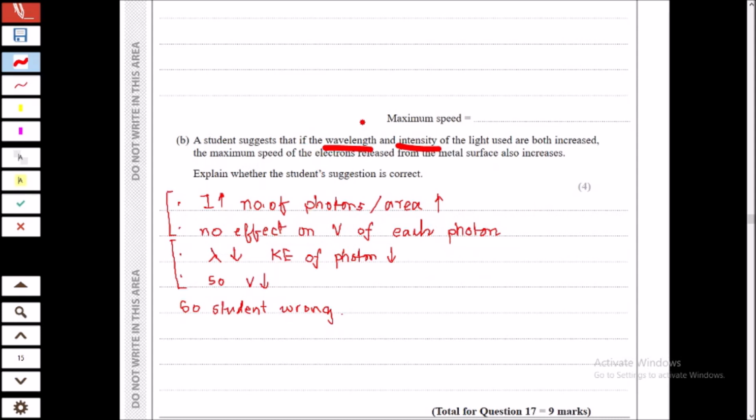He says that if the wavelength increases, then the maximum speed also increases. But that doesn't happen, because if the wavelength increases, here I've made a mistake, it will be an upward arrow. If the wavelength increases, the energy of the photons will decrease, therefore the velocity will also decrease. Therefore the student is wrong.